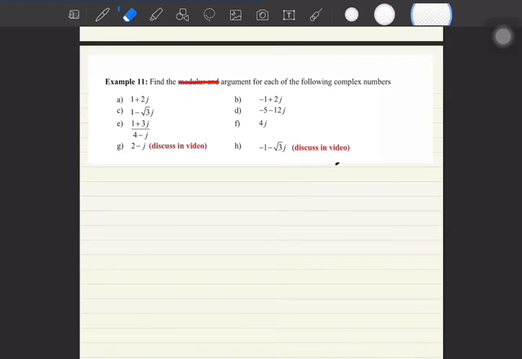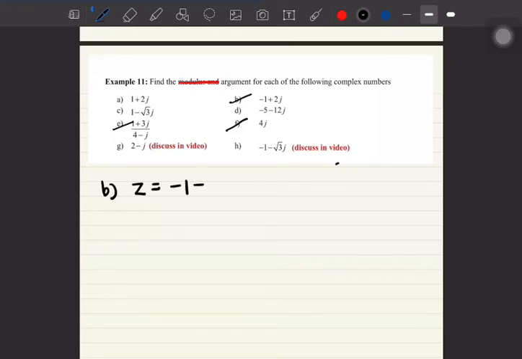Let's try this example. I just skip the modulus part. Find the argument for each of the following complex numbers. I'm going to discuss only B, E and F. Please try to do A, C and D on your own. For G and H, please refer to the video to get the answer. Now let's start with B.